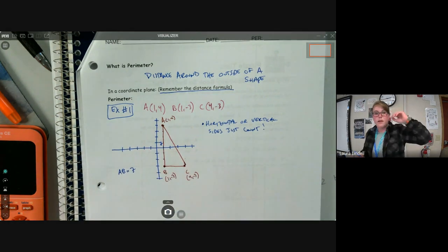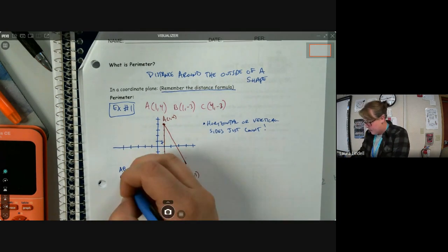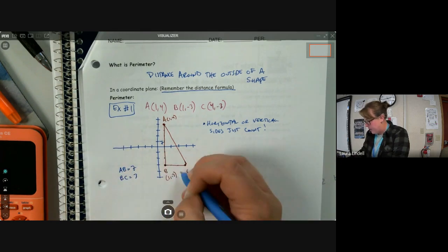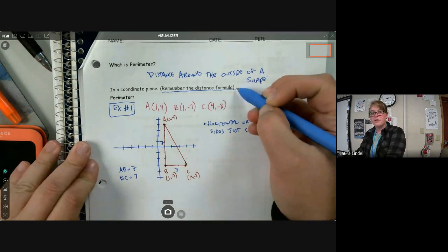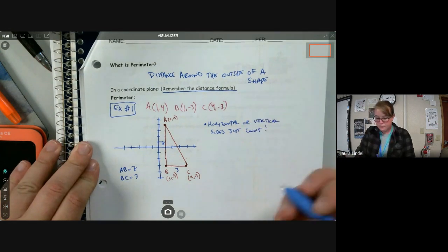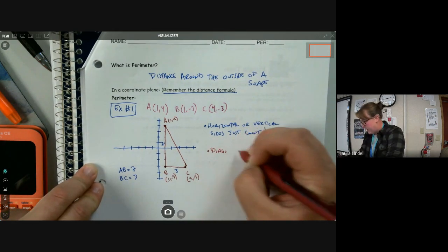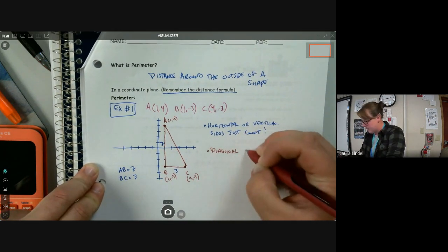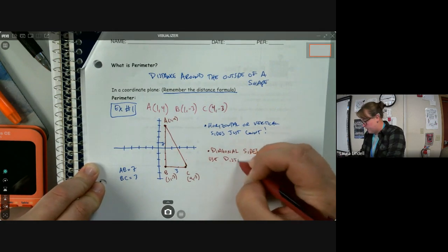Cool. The horizontal side, I can also count. That's BC right here. We can go 1, 2, 3, and know that BC is 3 units long. Well, that's great. We've got two of our sides. The third side, though, is going to require us to remember the distance formula. So, diagonal sides, or any kind of slanted side, use distance formula.